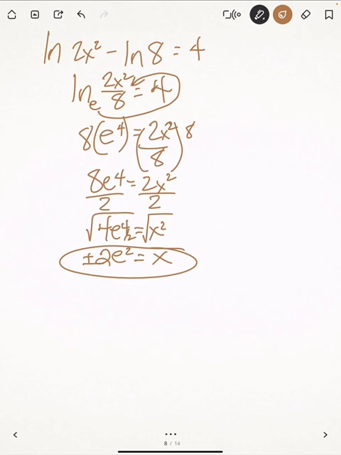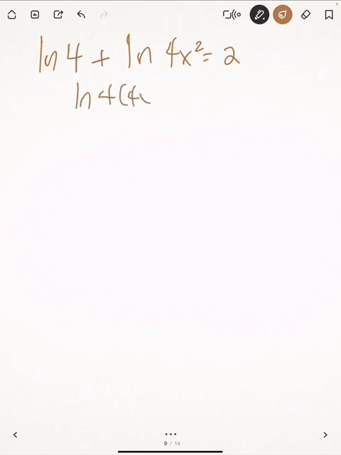Now we're going to do one more. This time, we have natural log 4 plus natural log 4x squared equals 2. Since we're adding this time, we're going to multiply, so we have natural log 4 parentheses 4x squared equals 2.